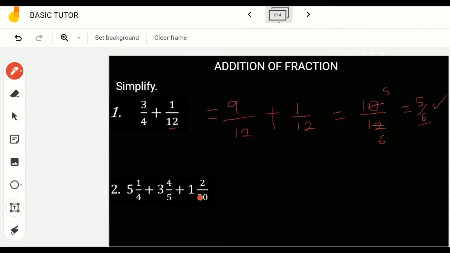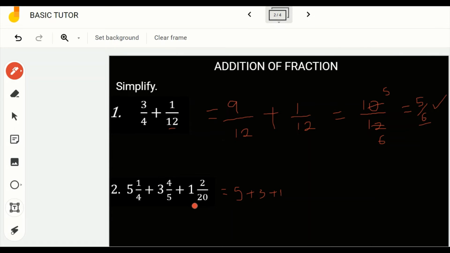Alright, so here we have the next question. We have 5 and 1 over 4 plus 3 and 4 over 5 plus 1 and 2 over 20. And the first thing we do here is to add up the whole numbers. So we add up the whole numbers, which is 5 plus 3 plus 1. That's the first thing we do. Next I am left with 1 over 4, 4 over 5 and 2 over 20.